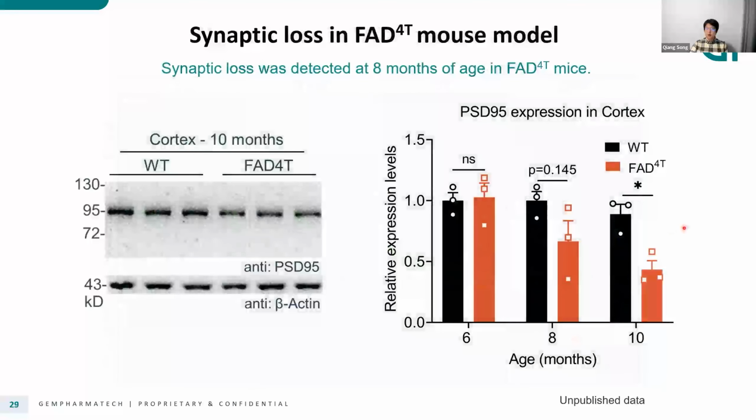And besides that, we also used Western blot to detect the expression level of the synaptic protein PSD95 to quantify the FAD40 mice synaptic loss phenotype. And this data indicates synaptic loss in 10 months old FAD40 mice, and a tendency to decrease at 8 months old.